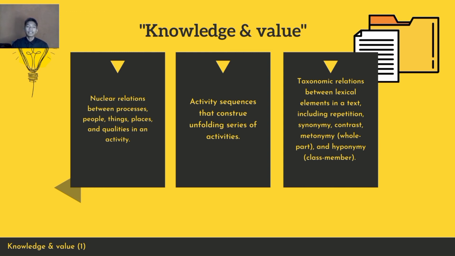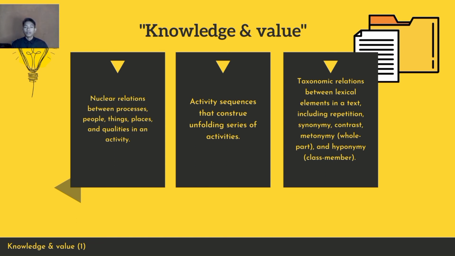So the knowledge and value. The knowledge exchange in a curriculum genre is realized by lexical items, lexical relations, and reference relation between items. But briefly, in lexical relations, there are several points, including nuclear relations, activity sequences, and taxonomic relations. Nuclear relations are between processes, people, things, places, and qualities in activity.